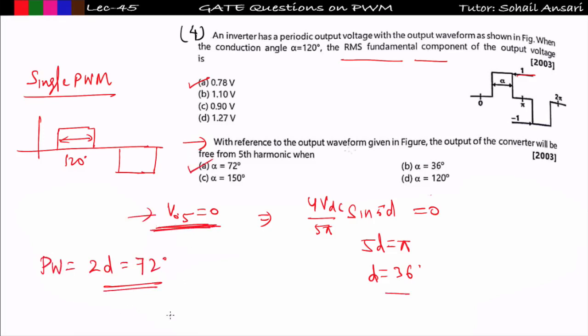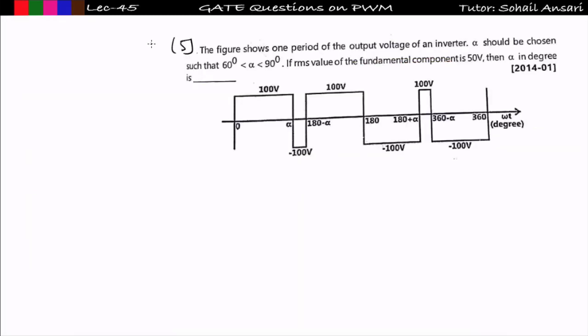Got it? So in this way you can approach. See the next problem. I have given you this in the homework also, when I taught you lecture number 42C. The figure shows one period of the output voltage of an inverter. Alpha should be chosen such that it lies between 60 to 90. If the RMS value of the fundamental component is 50 volt, then what is alpha in degree?